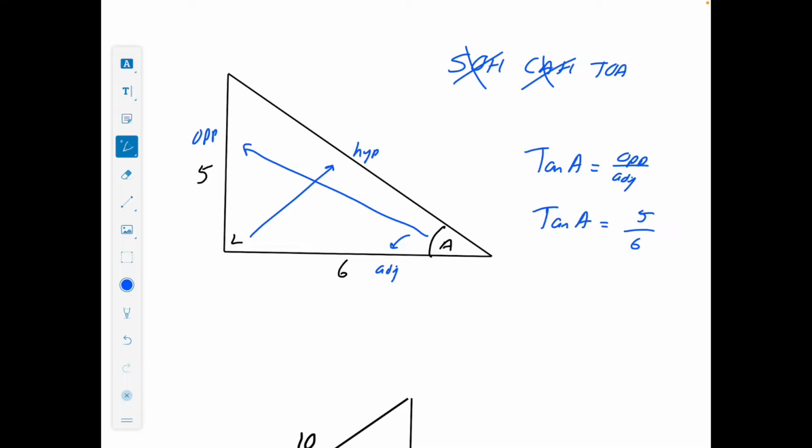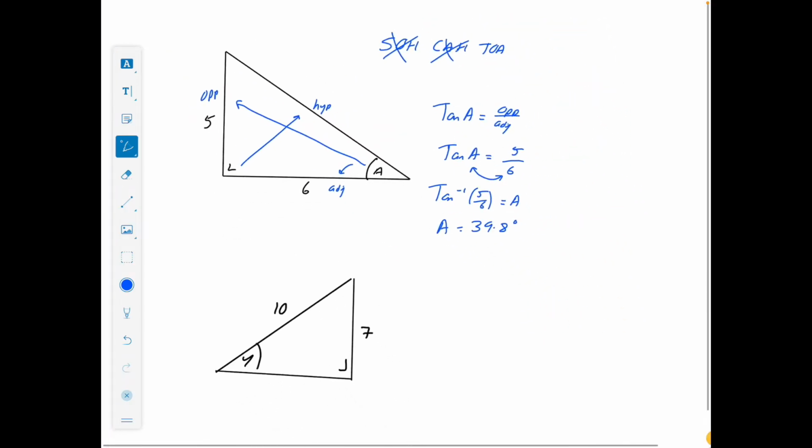Now, we're looking for the angle, so what we do is we swap these two, we put the tan inverse. It's going to be tan minus 1 of 5 over 6 is equal to A. So A is equal to, I'm going to press shift, tan 5 over 6, and I get out 39.8 degrees. Okay, again, a reasonable answer. We use tan again there. Hopefully in the next one now we'll use a different ratio, a different version of sine or cos.